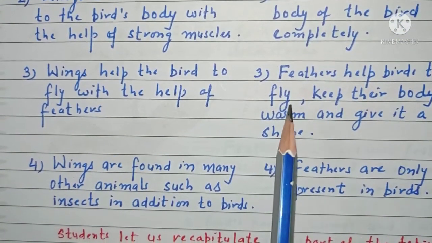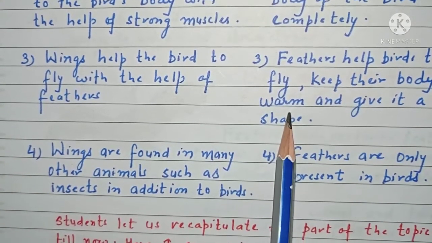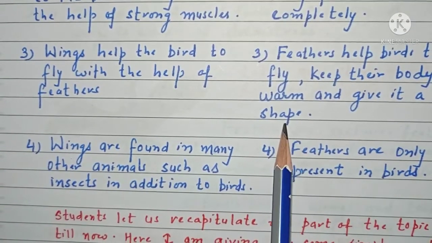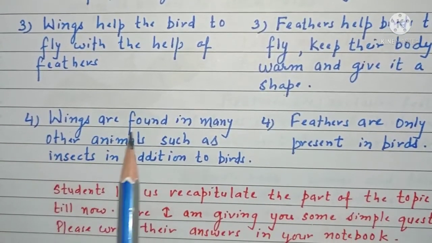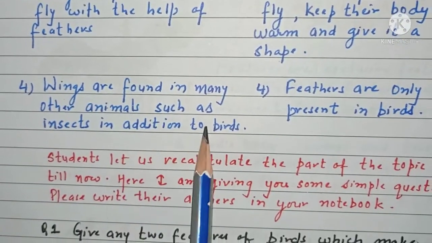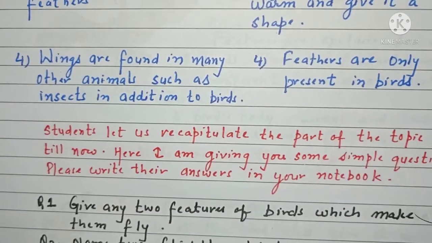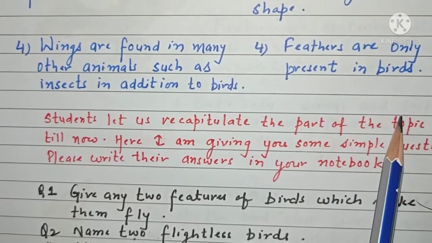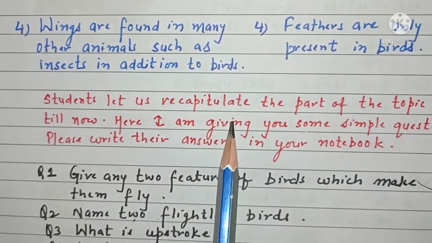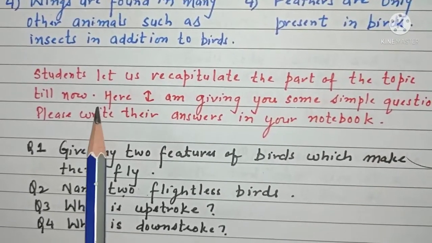Feathers help birds to fly, keep their body warm and give it a shape. Wings are found in many other animals such as insects in addition to birds, but feathers are only present in birds. So children, let us recapitulate the part of the topic done till now.